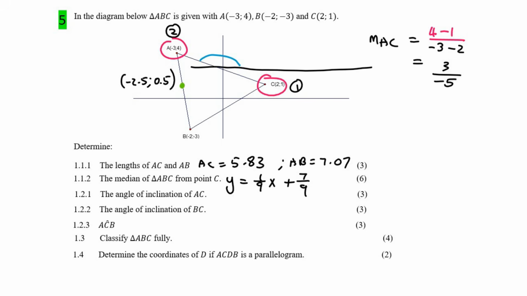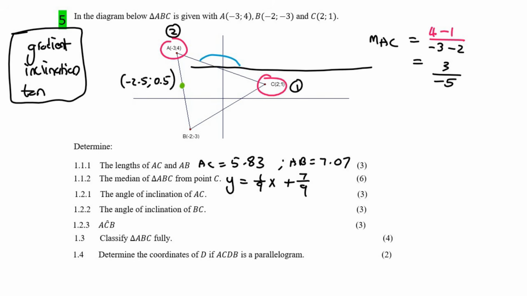Now, I want you to also think of this. Gradient, inclination, tan. They all go together. Okay? Let me write that out for you guys. Gradient goes with inclination, angle, and that goes with tan. You know, like sin, cos, tan, these three are going to be used for analytical grade 11.